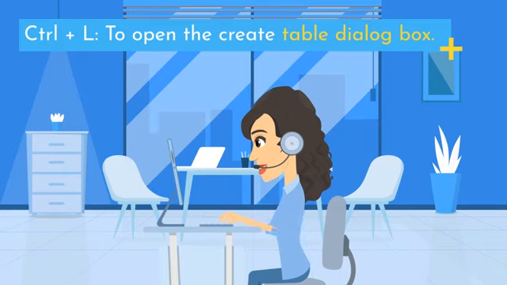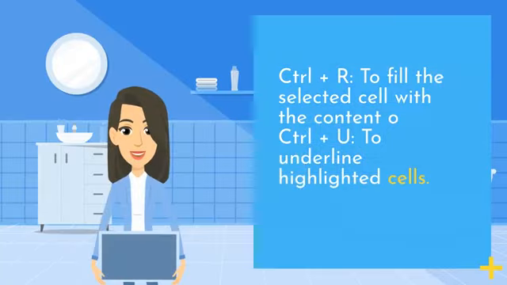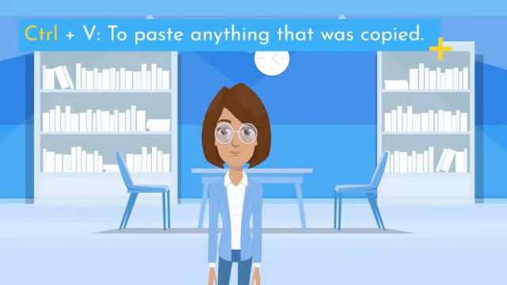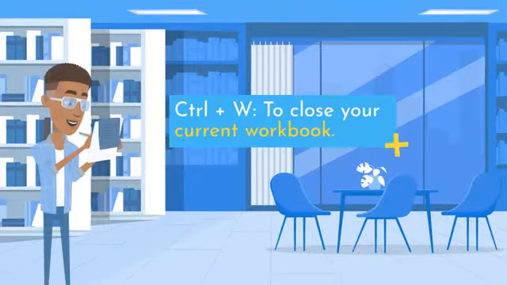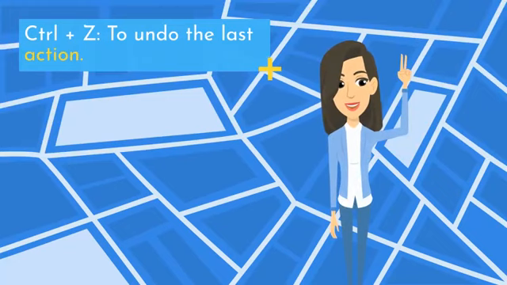Ctrl+L to open the Create Table dialog box. Ctrl+P to print a workbook. Ctrl+R to fill the selected cell with the content of the cell to the left. Ctrl+U to underline highlighted cells. Ctrl+V to paste anything that was copied. Ctrl+W to close your current workbook. Ctrl+Z to undo the last action.